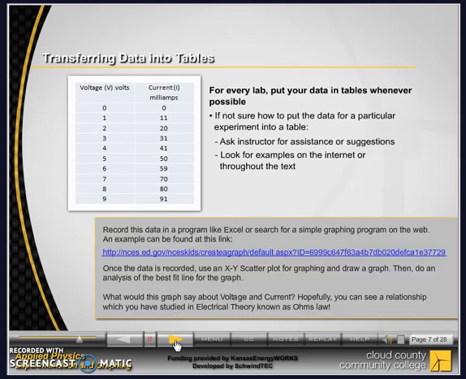Now, take some time to record this data in a program like Excel or search for a simple graphing program on the web. An example can be found at this link. Once the data is recorded, use an XY scatter plot for graphing and draw a graph. Then do an analysis of the best fit line for the graph. What would this graph say about voltage and current? Hopefully you can see a relationship which you have studied in electrical theory known as Ohm's law.